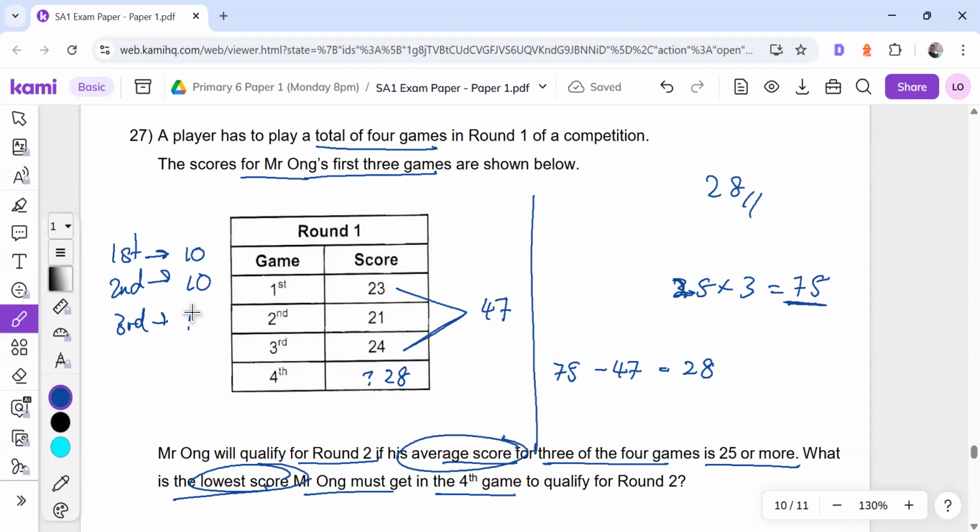So to get the lowest score, you have to choose your best scores. Your best scores are these, and then you will be able to find your lowest score. You understand? All right? Clear so far?